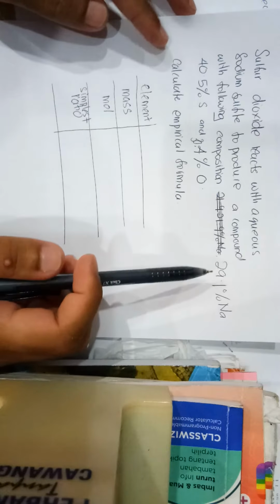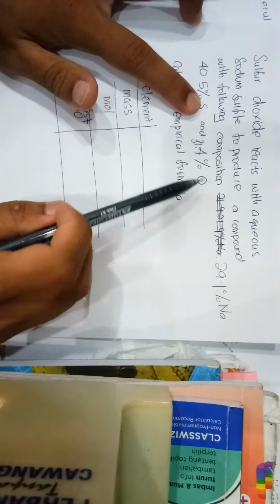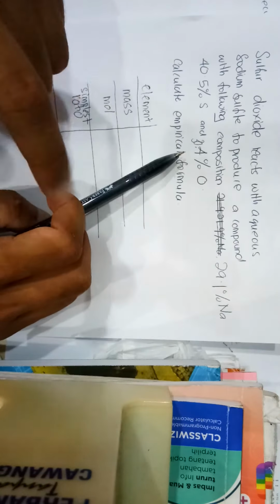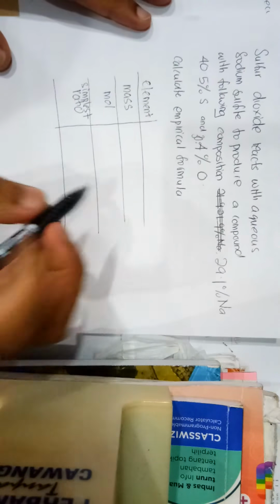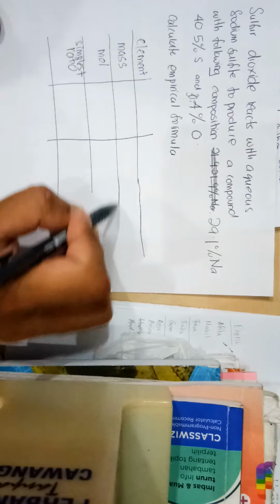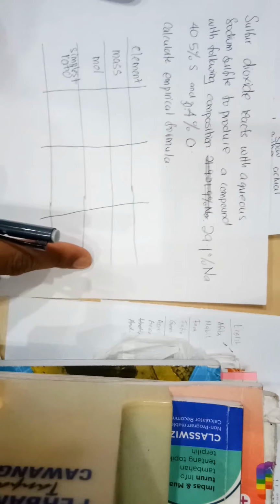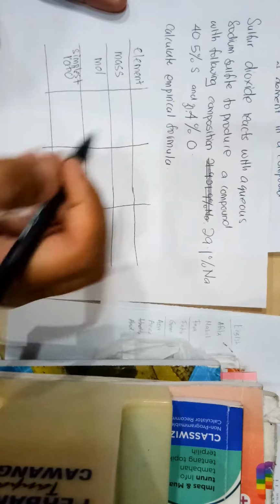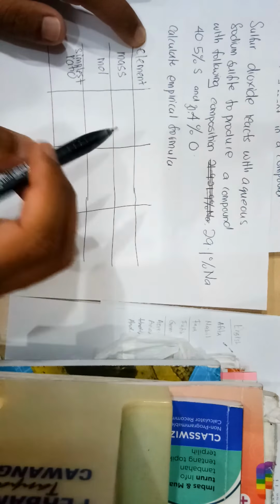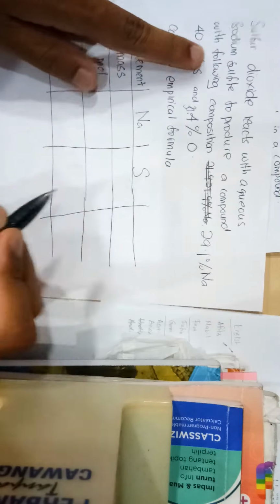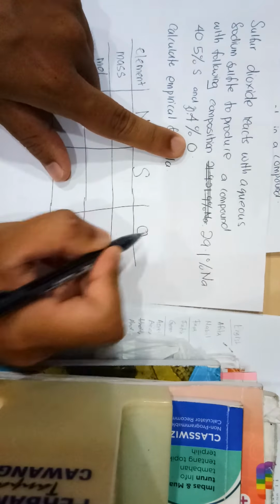After you make the 4 rows, you count how many elements you have. From the question you have sodium, sulfur and oxygen, which means you have 3 different elements. So now I will add 3 more columns. Why 3? Because you have 3 different elements. The title here is element, so the first element that you have is Na. Next element you have is sulfur, so you put S. Next element you have is oxygen, so you put O.